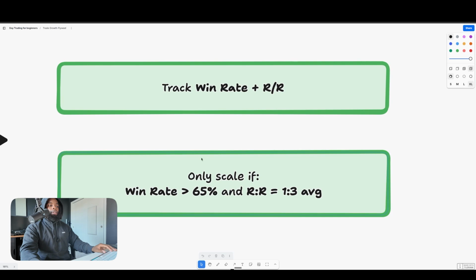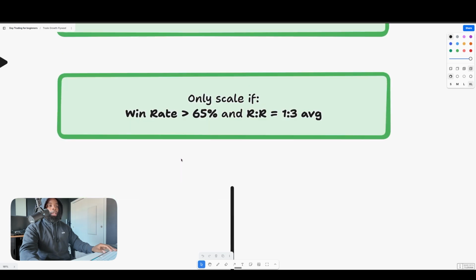Now, other than that, next thing you want to do is only scale if win rate is at 65% or RR is at 1 to 3 average.